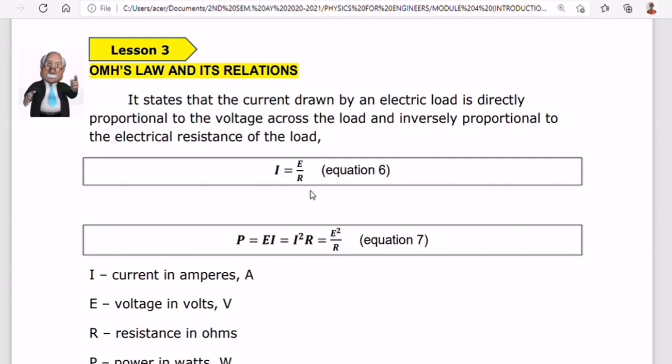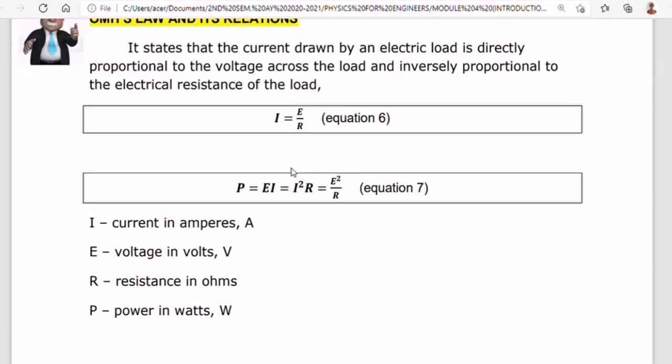Okay, so if we are going to derive equations and relations from this Ohm's law in relation with power, we can have here: power would be equal to voltage times current, and this is also equal to the square of the current times resistance. Using this equation, you can derive two other equations. Power is also equal to the square of voltage divided by the resistance.